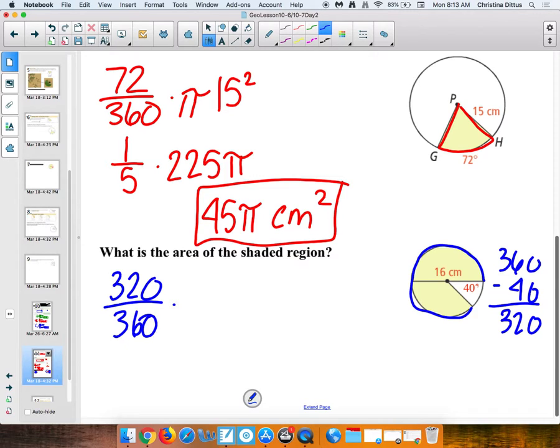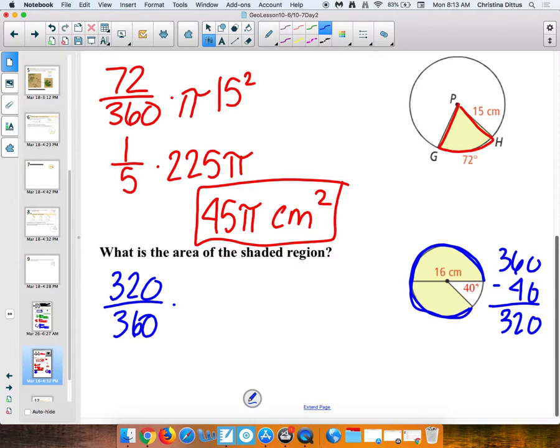Wait, why did you do the 360 minus 40? Because we want to find this measure, and I know circles have 360. So I want all of the 360 except for that 40 degree part.